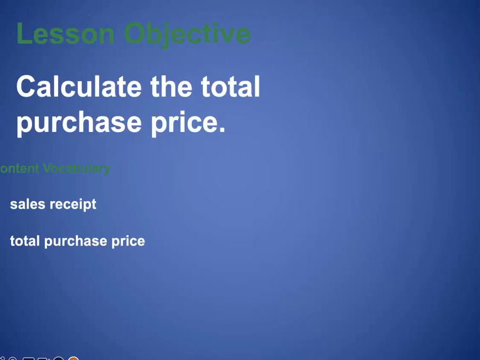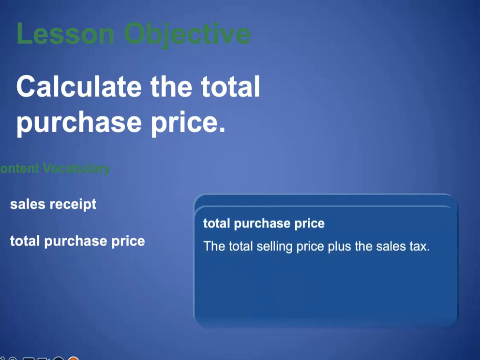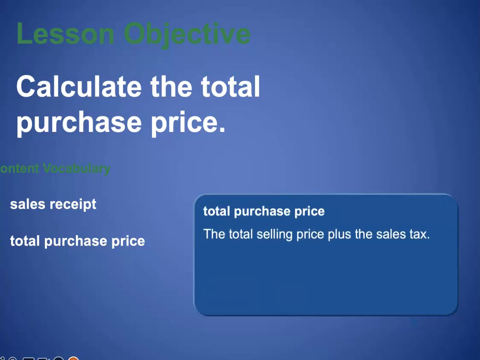The lesson objective for 6.2 is to calculate the total purchase price. Two vocabulary words would be the sales receipt, which is a proof of purchase. If you want to return something, you need to have proof that you purchased it. It will have on there the total selling price. It'll list all the items and the sales tax. So the total purchase price is just the total selling price plus the sales tax.